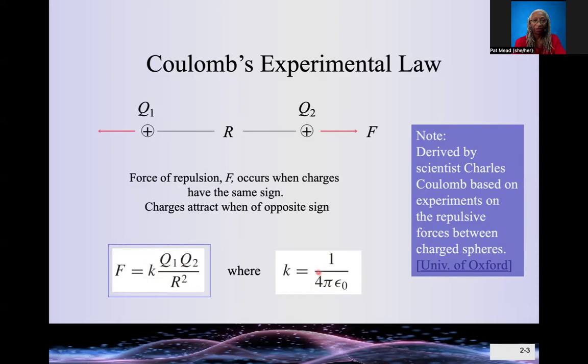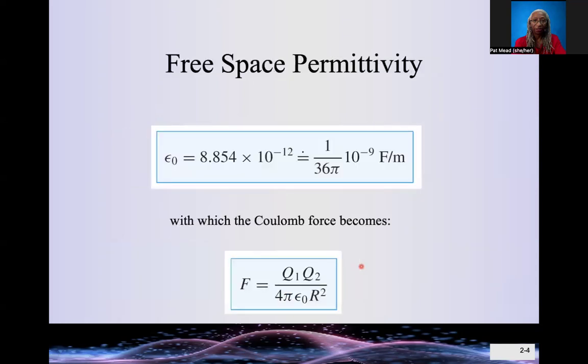If I can make the slides work, let's see. How do I move? Okay, there it is. This epsilon naught is called the free space permittivity, and it has the value 8.854 times 10 to the minus 12 farads per meter, or 1 over 36 pi times 10 to the minus 9 farads per meter. This is the permittivity of free space.